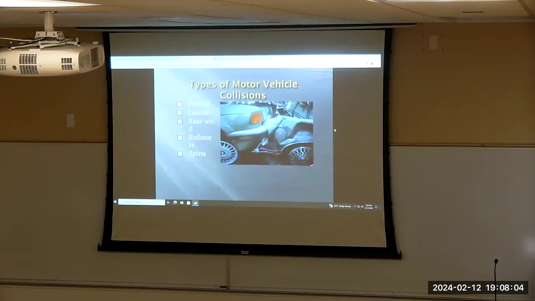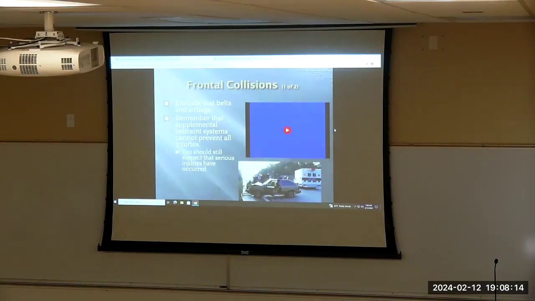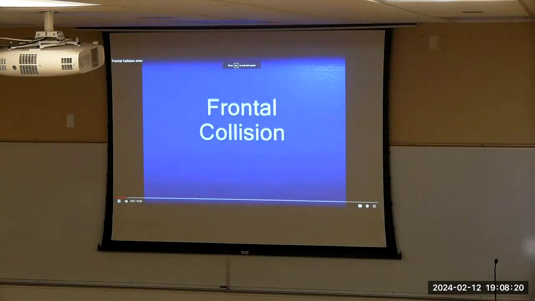So there are 5 different types of motor vehicle collisions: frontal, lateral, rear end, rollover, and spins. We're going to give you examples of each. Frontal collisions are when you have kinematic energy introduced to the front of the vehicle.